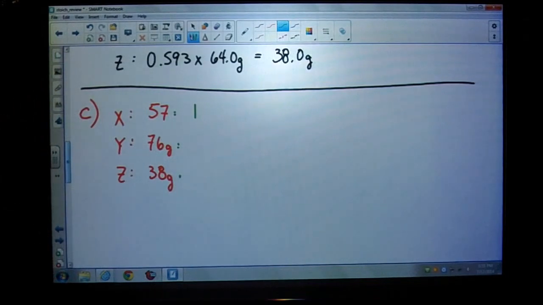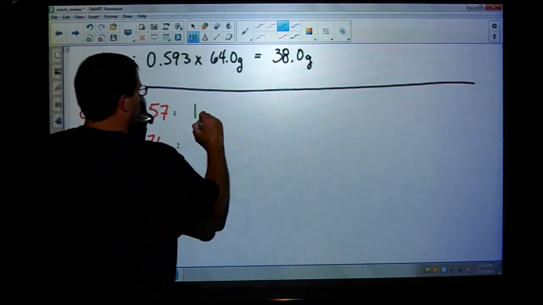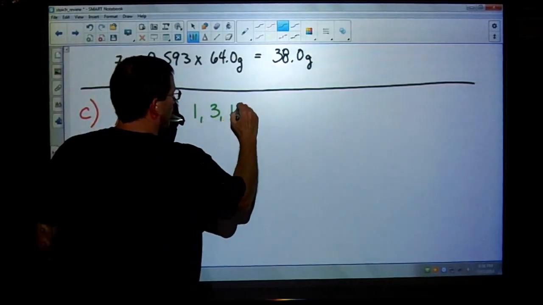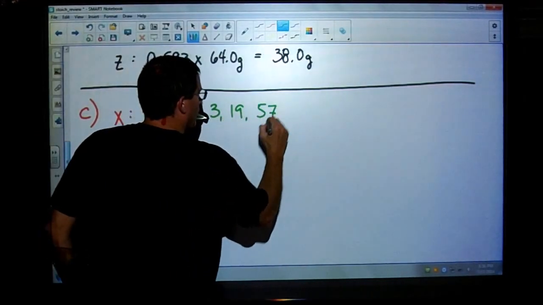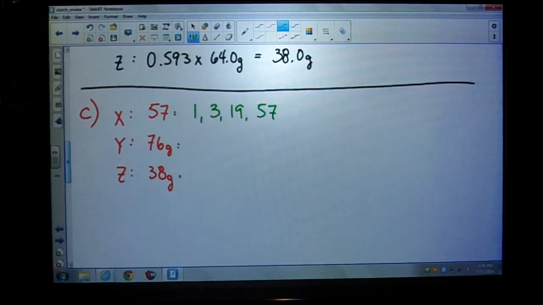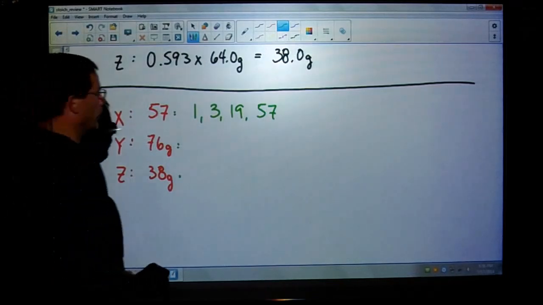Can 57 go 3 times? 57, 3, 19, 57. I think that's looking good. 57, can that be divided by, obviously not by 7. No. All right, so 1, 3, 19, and 57.